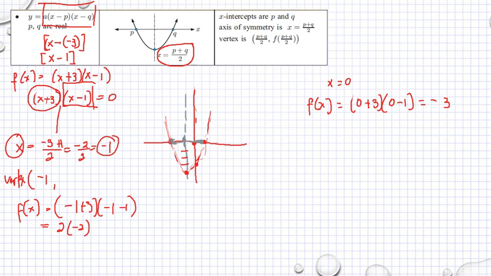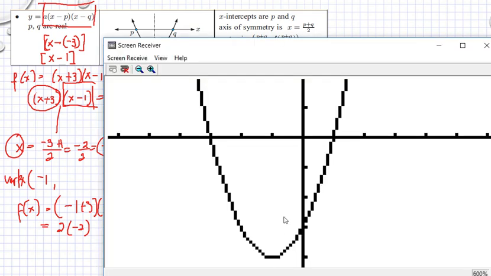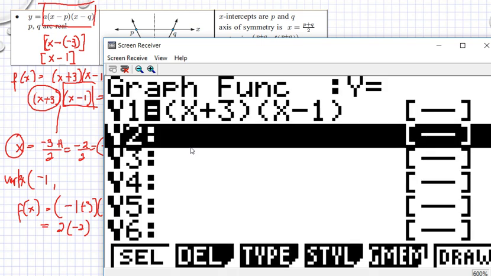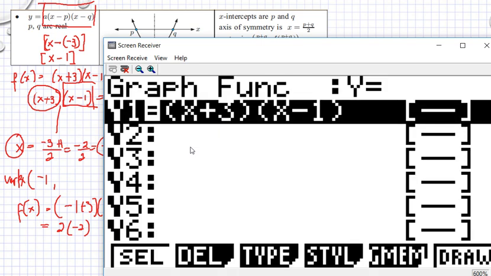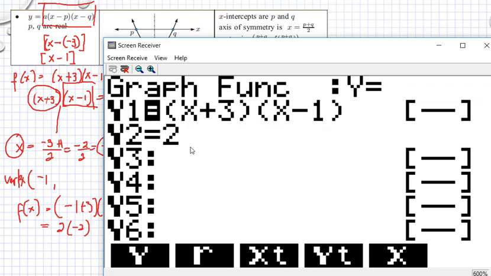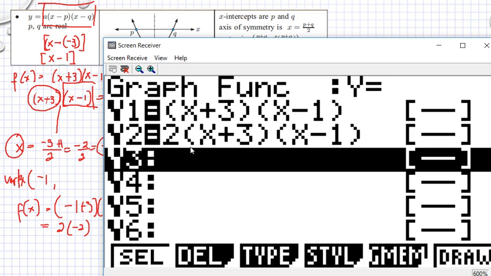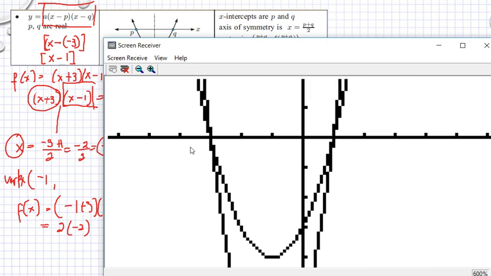So if I'm going to use my calculator now, I will show you my calculator. It is like this. Now, it's very similar. I'm just going to show you how this changes. If I put 2 outside and then x plus 3, x minus 1, we'll see what happens. Draw. You see that my vertex axis of symmetry is the same.